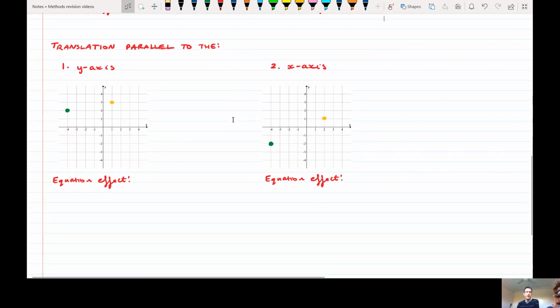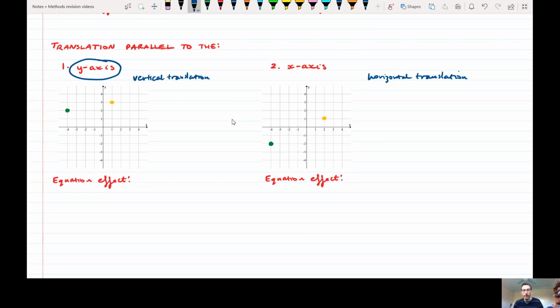Last one, let's do translations. Parallel to the y-axis is a vertical translation. And parallel to the x-axis is a horizontal translation. That should make it fairly clear because parallel to the x-axis, it's going that way. And the other one is vertically. So if I'm doing vertical translation, this one, when it talks about the y-axis, is the only one that actually affects the y value. The other ones all affect the x values.